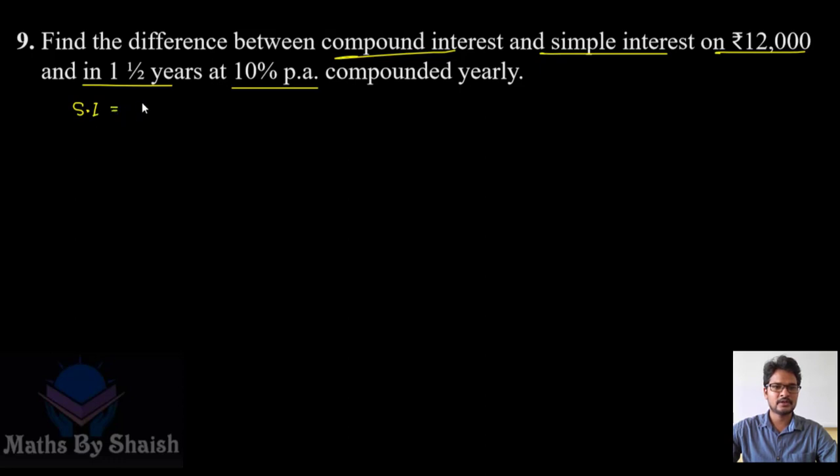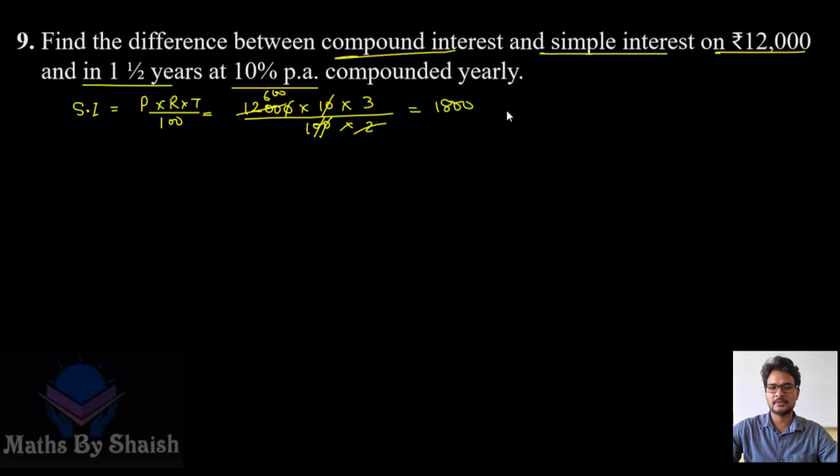For simple interest, it is P into R into T over 100. So this is going to be 12,000 into 10 into 3 by 2, since 1.5 years means 3 by 2 years, over 100. Cancelling, it becomes 1800 is the simple interest.